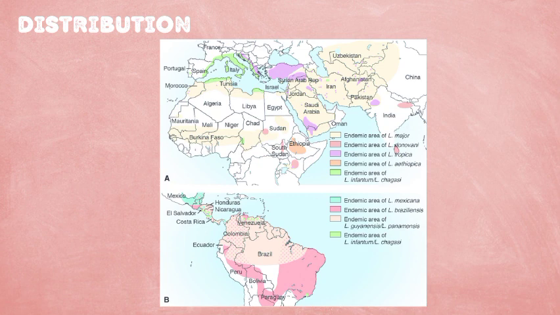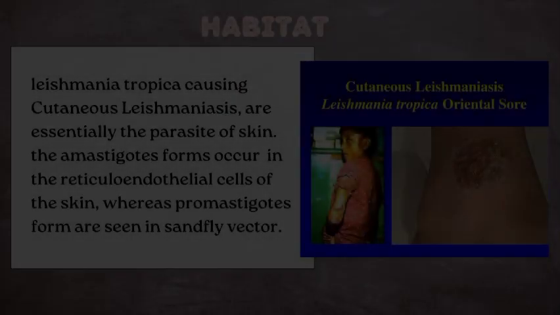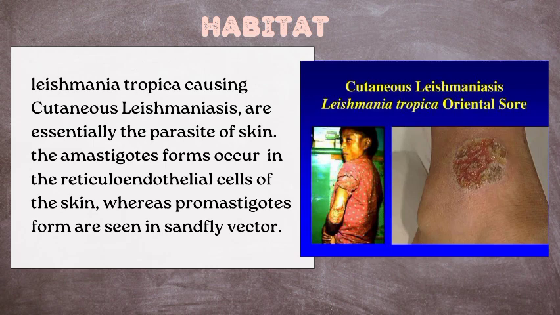Distribution of Leishmania tropica. Here in the map, as you can see, the color purple shows the primary areas, the regions that mostly have Leishmania tropica, which are the Middle East, Central Asia, and parts of Africa. So what is the habitat of Leishmania tropica?